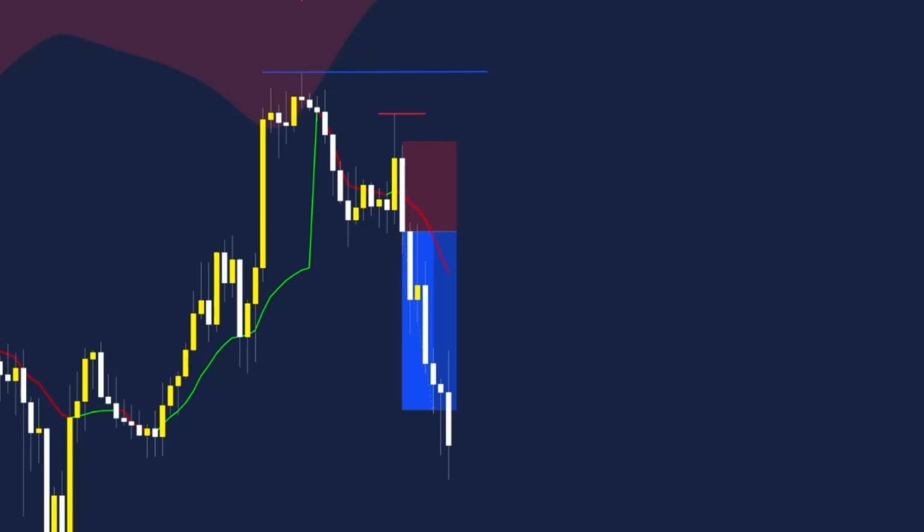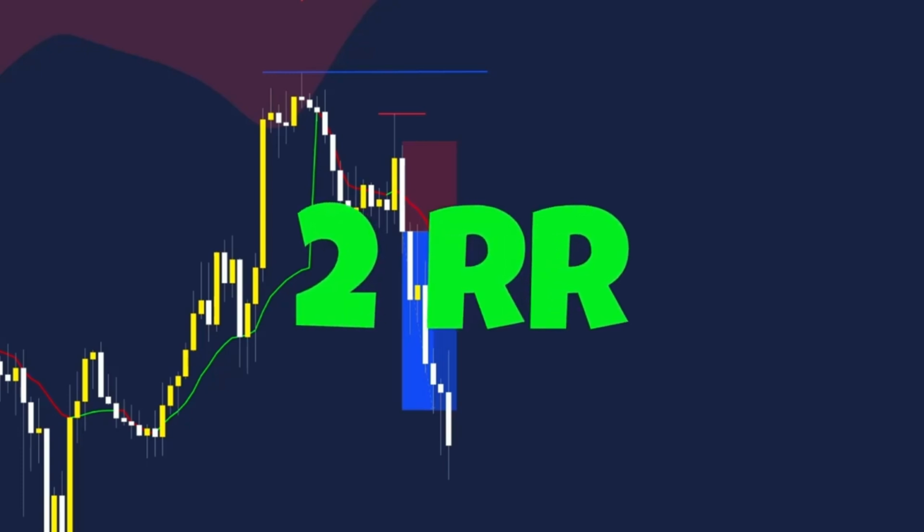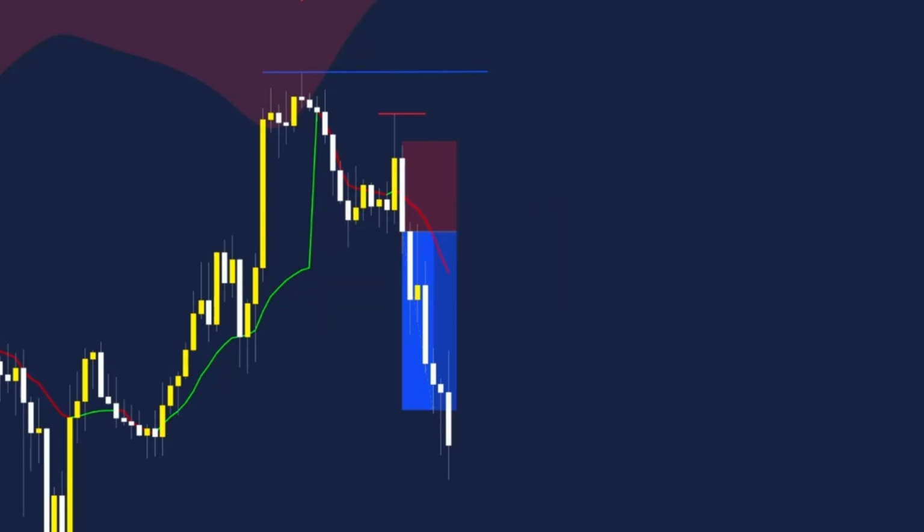And there we go, we've had our first trade for a 2 risk to reward ratio, giving us a 2% profit on the account. I want to show you a few more trading setups.